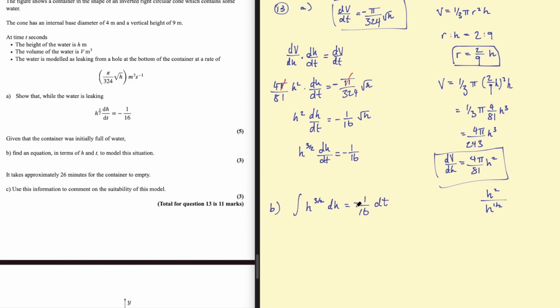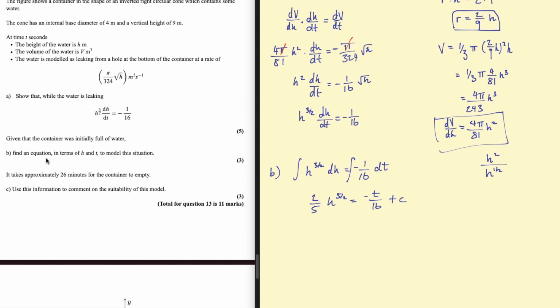And now if we integrate both terms, we're integrating this in terms of h, we're integrating this side in terms of t. The integral of h to the power of 3/2 is, well, we add 1 to the power, so 3/2 plus 1 is 5/2, and then we divide by that power. So this will be 2/5 h to the power of 5/2. And then the integral of negative 1/16 with respect to t is just negative t on 16. And then we also need to plus the constant.